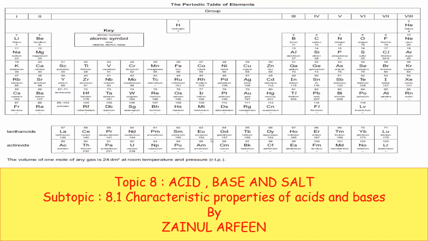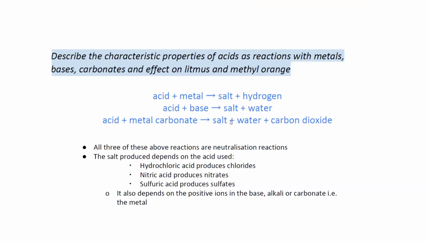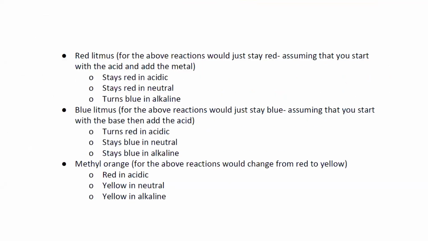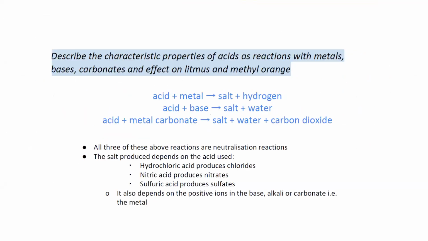So this is for the class today, the explanation point of view. We started with a definition of acid, and then we discussed the characteristics of the acid, and the last part was about the indicators.